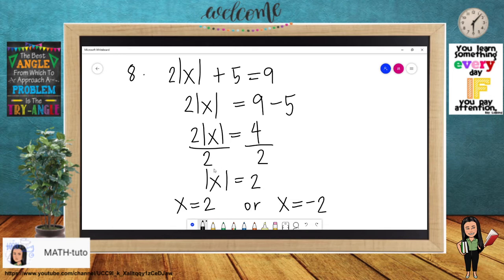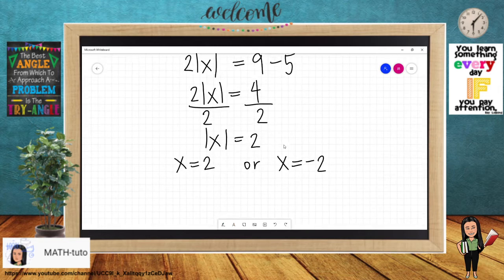If yung form na equation natin, yun na naiwan sa isang side at constant na lang sa other side. Okay, yung naka-absolute value na lang. Sige, let's continue.